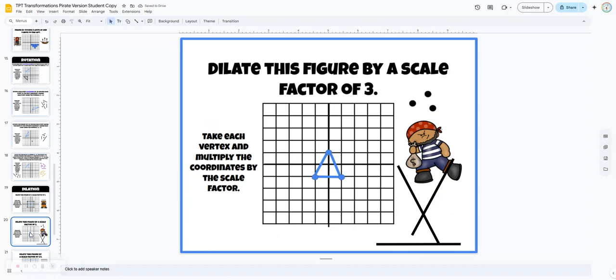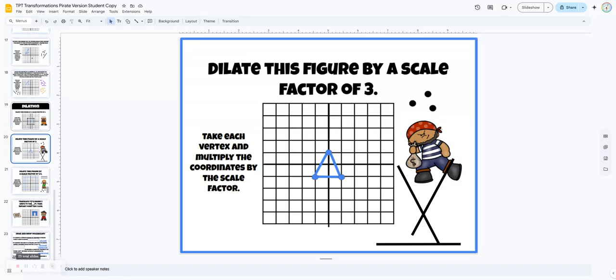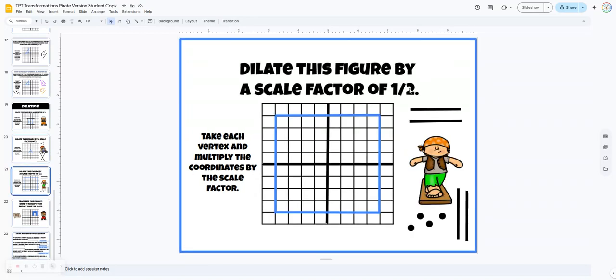Now the next slide has a triangle shape, and this time we're going to be increasing by a scale factor of 3. So they're going to multiply each of the coordinates by 3. And we'll get our new triangle. And then if we have a scale factor that's a fraction less than 1, that means our new figure is going to be smaller. So I'm going to take the coordinates of each of these points and multiply times 1/2, which is just dividing by 2. And I get a smaller square that's 1/2 the size of the original.